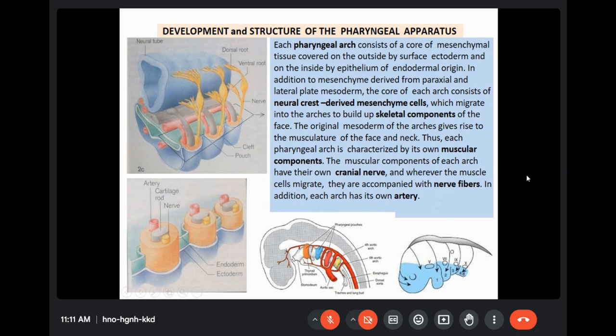And these muscles will be innervated with their own cranial nerves and accompanied with their own arteries. So arteries and nerves accompany each future muscle which is located in each pharyngeal arch.